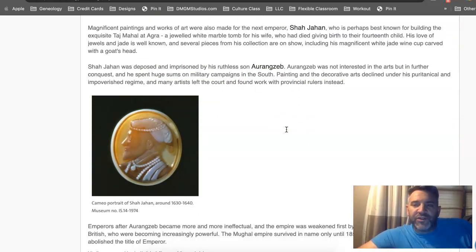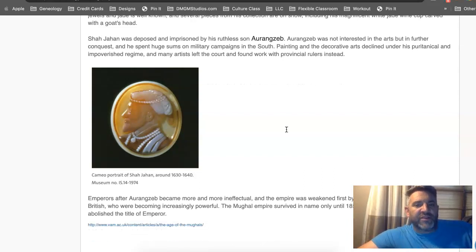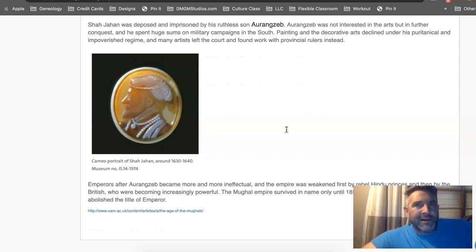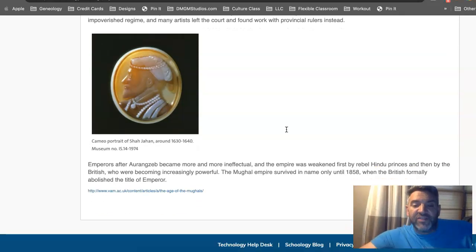Aurangzeb is not really interested in furthering the arts like many of the emperors before him. Instead, he's all about war. So Aurangzeb brings about a lot of instability and corruption to the state. And after this, you see the Mughal Empire basically fall apart. It does survive, but as it states here, the empire was weakened first by the rebel Hindu princes who came along, and then the British come along in the 19th century.